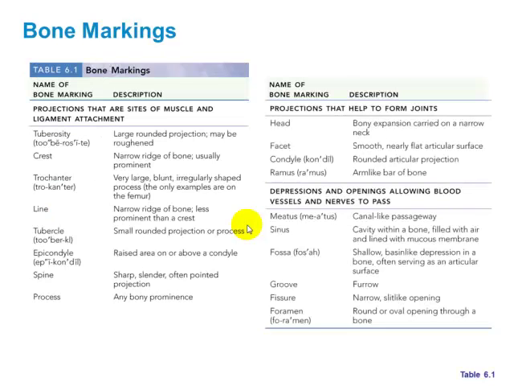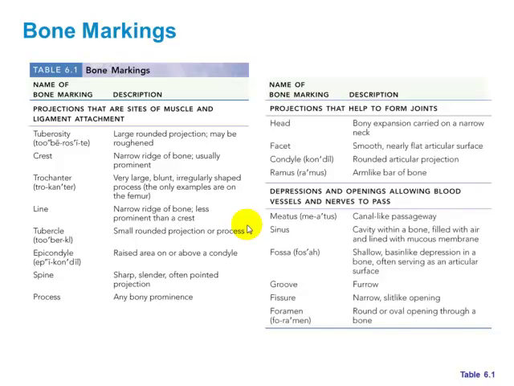So this is the table that lists the different names of the bone markings. We'll take a few minutes and just read through some of these. I'll give you some examples. And then this will be much more clear when you see these specific examples on the bones. Okay. This is broken into projections that are sites of muscle and ligament attachment, projections that help to form joints, and depressions and openings that allow blood vessels and nerves to pass through. Okay. So I think of these as the lumps, the bumps, and the holes.